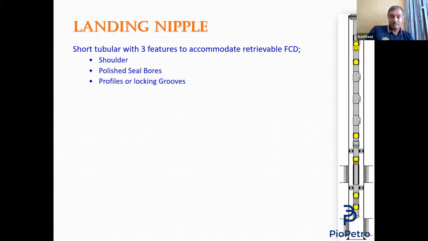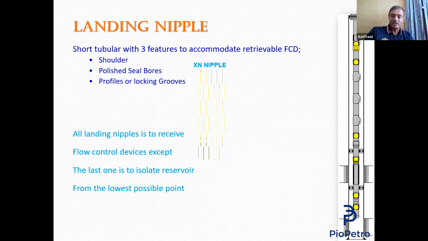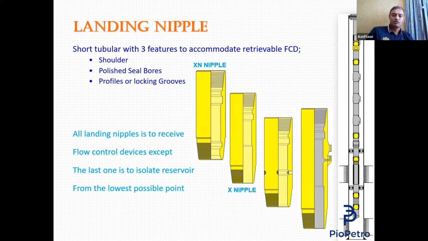The purpose, we agreed, is to receive a flow control device, except the last one. It is to isolate the reservoir from the lowest possible point. But as you see, it's a short pipe. It has 3 features: shoulder, seal bore, and profile. All we need to know in this course is why we use them and how we use them. Why we use them? To receive a flow control device. How we use them? Let us see how we use them.